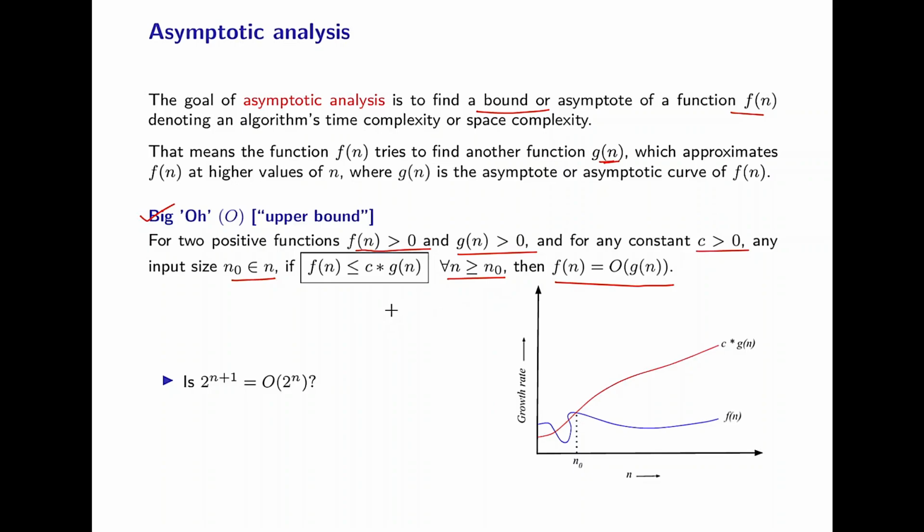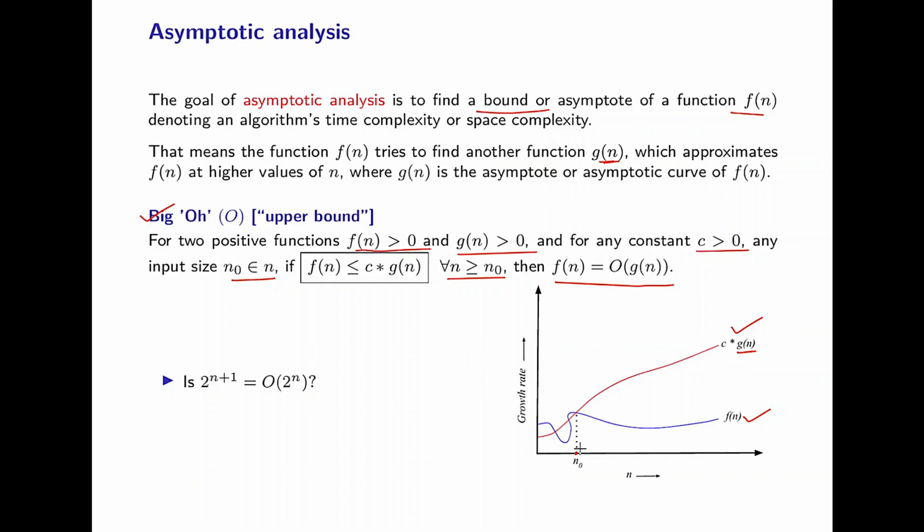The meaning is that the function f(n) grows no faster than g(n). Here you can see on the y-axis the growth rate, and on the x-axis n is the input size. After this point n naught, the growth rate of c times g(n) is always more than the growth rate of f(n). That means g(n) can approximate f(n) at higher values of n. So that's why we say that g(n) is the asymptote of f(n).